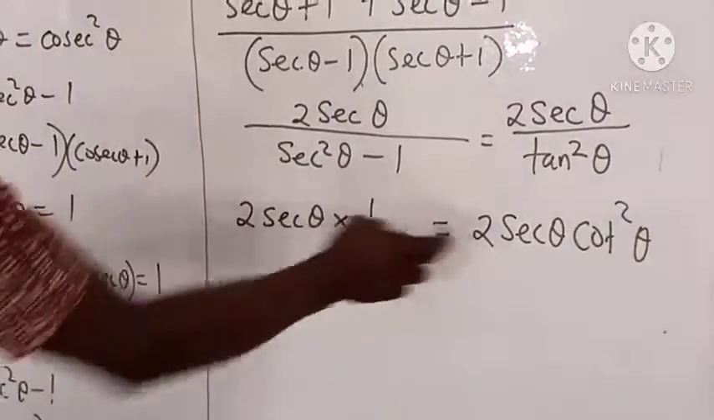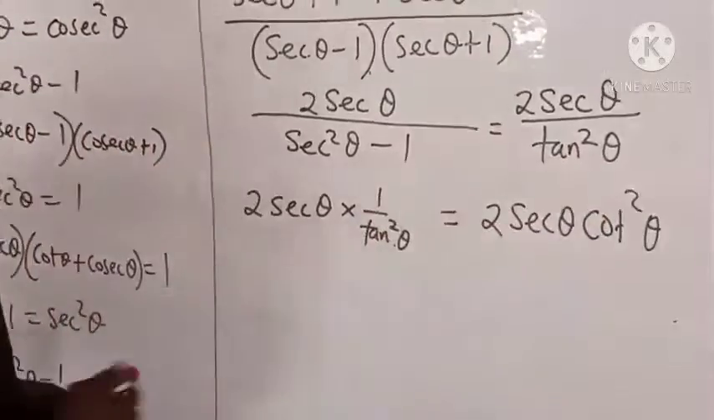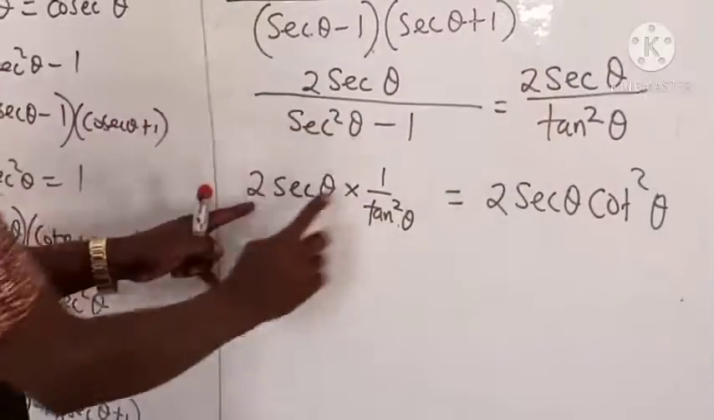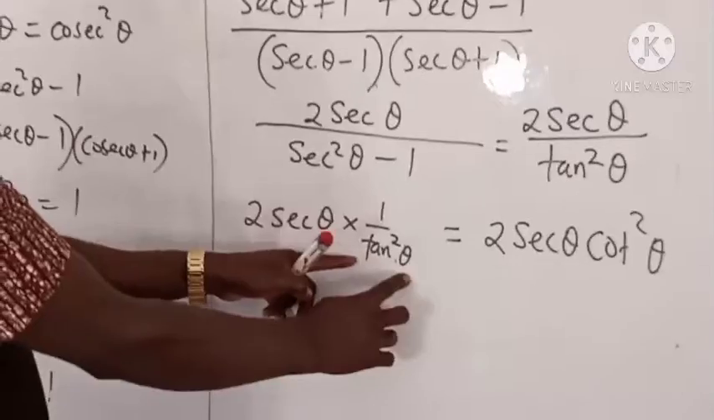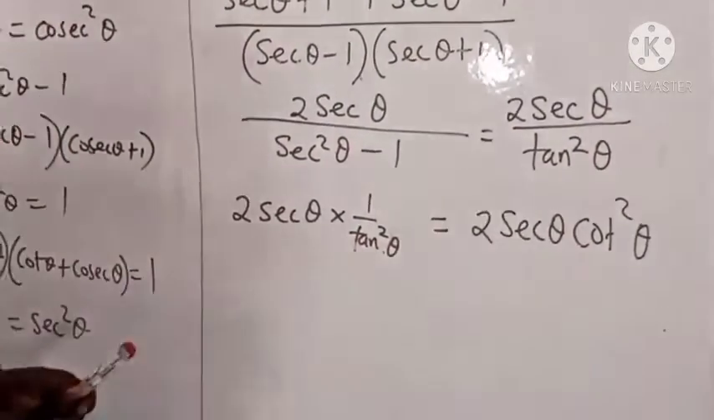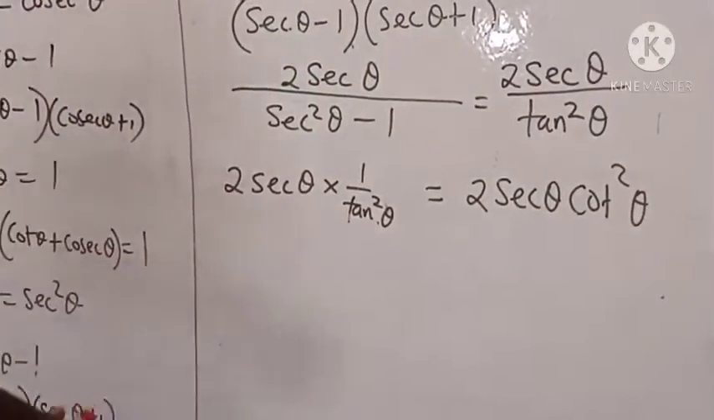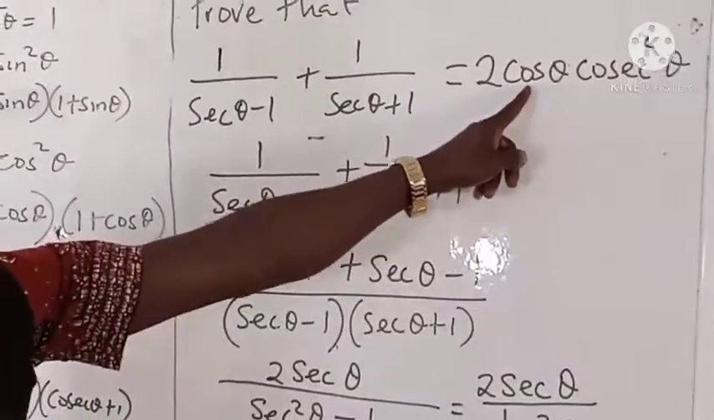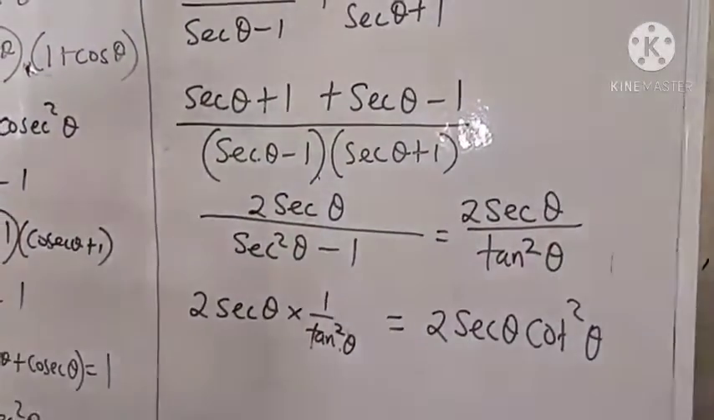How did we arrive at this? Remember, I have 2 sec theta over tan squared theta. And all I need to do is repeat it as 2, then sec theta. The denominator becomes 1 over tan squared theta. And we know that the inverse of tan is cot. So it becomes 2 sec theta cot squared theta. Taking a look at where we are heading to, we have cos, cosec squared, and here cot squared. So we need to do additional work.